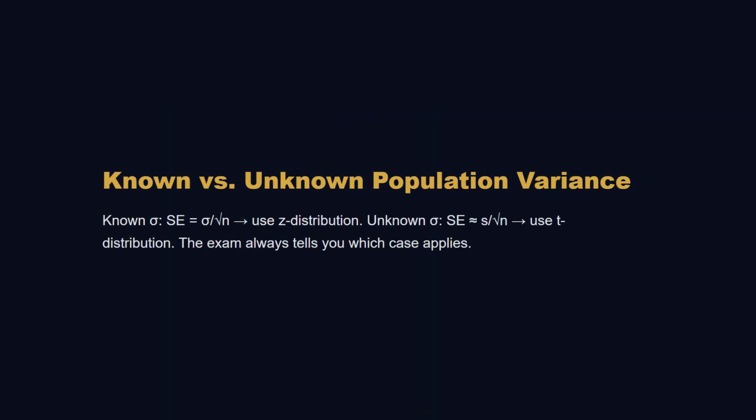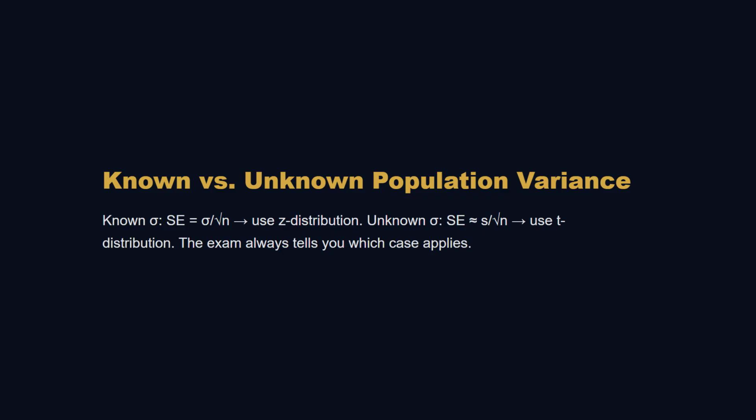One critical detail: the exam tests. In practice, you almost never know the true population standard deviation, sigma. If you knew sigma, you would already know a lot about the population. So instead, you estimate the standard error using the sample standard deviation S. The estimated standard error is S divided by the square root of n. When you use S instead of sigma, you introduce additional uncertainty. And this additional uncertainty is exactly why we sometimes need the t-distribution instead of the z-distribution.